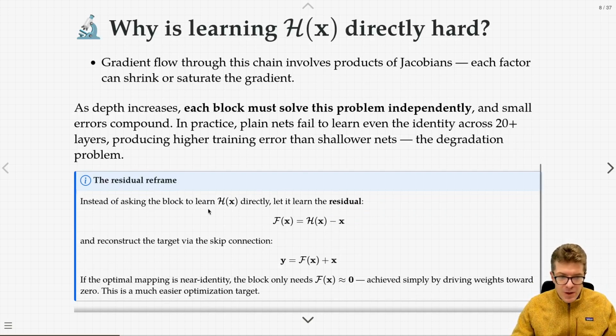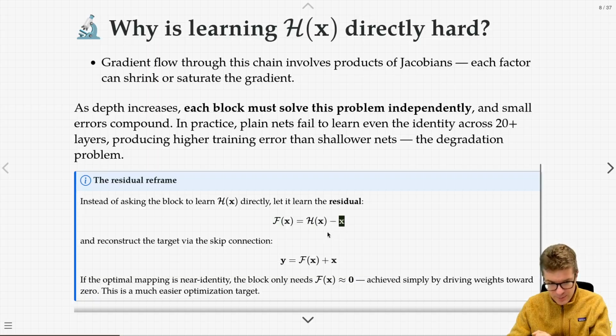Instead of asking the block to learn the function H of x directly, we're going to have a residual. The residual is called F, and it is the difference between the block's output and the input. Now we can reconstruct the target based on this skip connection. So what we're trying to produce is F of x plus x, by definition. If we have an optimal mapping that is close to the identity, then F of x should go to 0, and we're left with H of x equals x. This is achieved by driving the weights related to F of x towards 0.